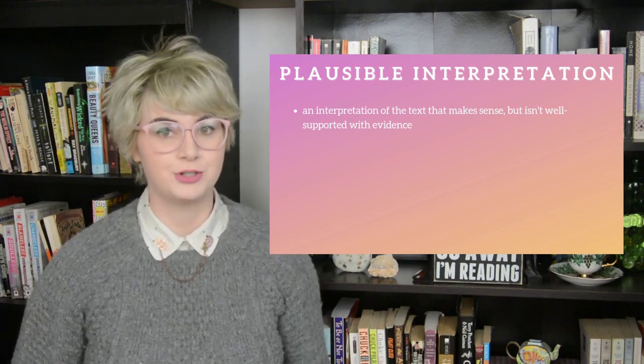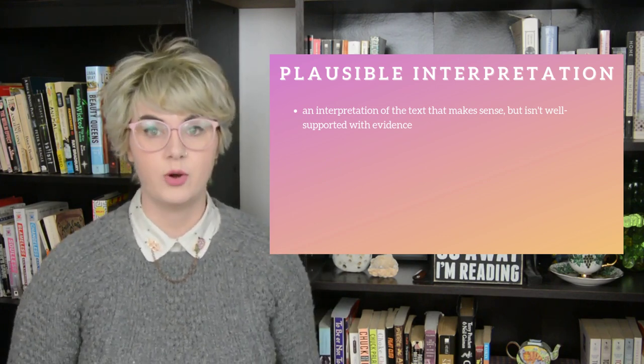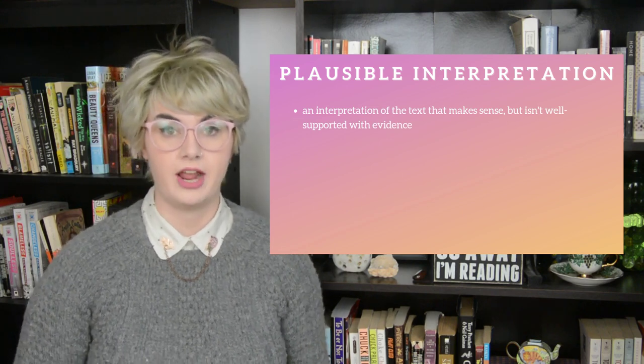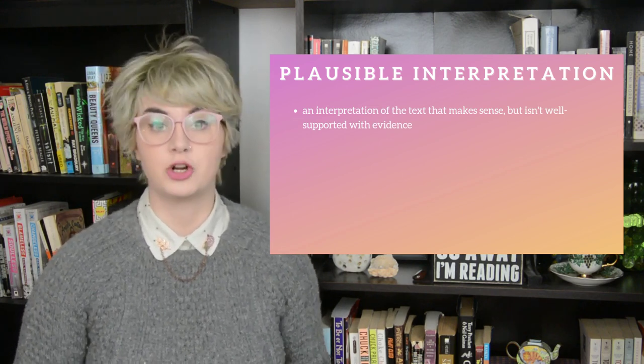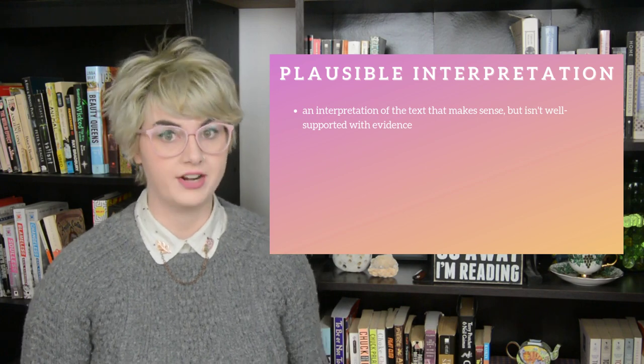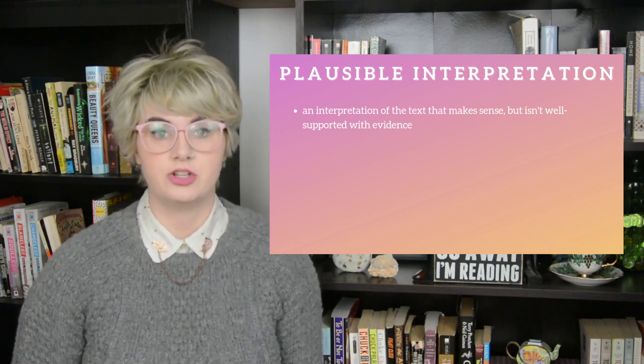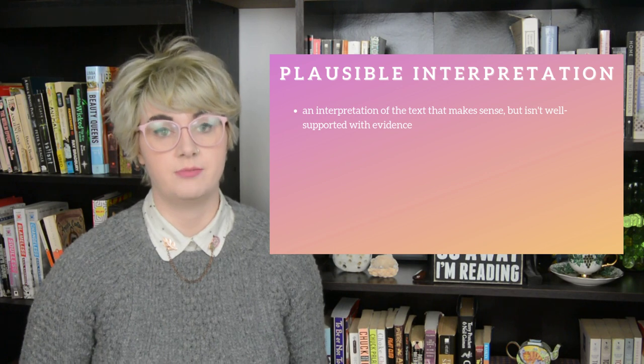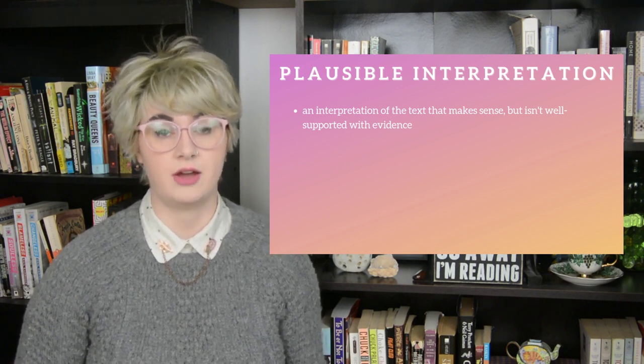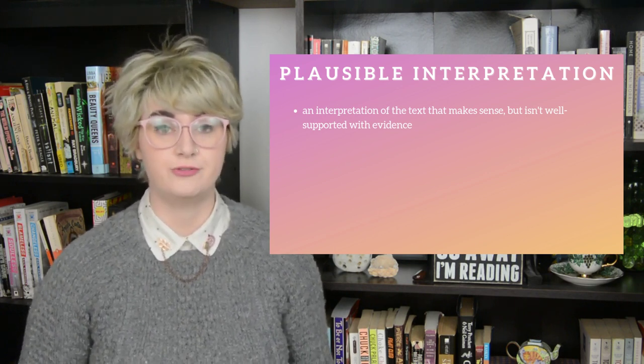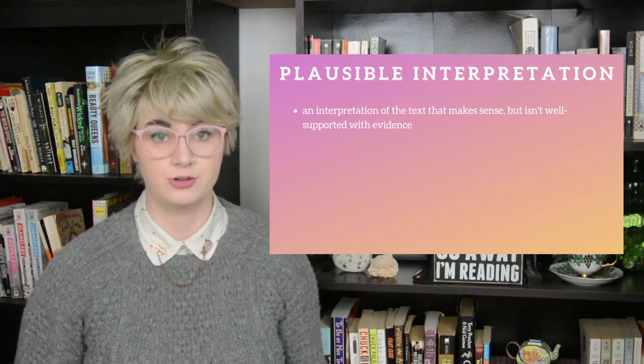So once again, let's return to the example of Harry Potter and the boggart. A question might ask us something like, when Harry first encounters a boggart, it turns into a Dementor. Why does this happen? A plausible interpretation might suggest that it turns into a Dementor because Harry Potter has just encountered a Dementor for the first time, and he's very afraid of new creatures that he hasn't encountered before.